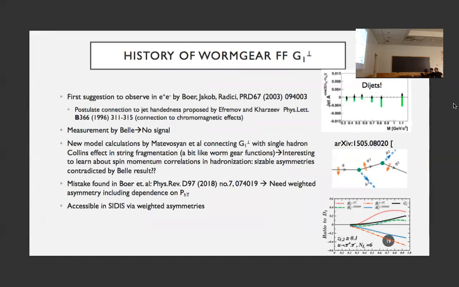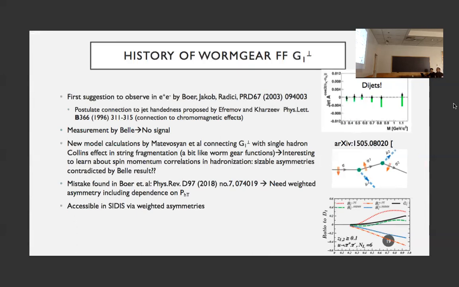First I want to move on now to this other dihadron fragmentation function I had earlier, which I called, probably wrongly, the worm-gear fragmentation function. This actually has a fairly interesting history. As I said, it was first suggested to measure that by Bacchetta, Jakob, and Radici in a PhD thesis some time ago, where you also find this connection to the jet handedness. This is the connection to the jet handedness by Efremov and Kaziev from '96. We actually went out and measured what they proposed, and it turned out to be exactly zero, which was a little bit disappointing.